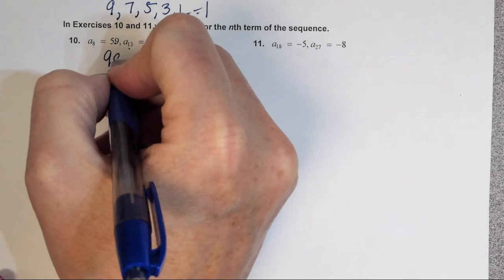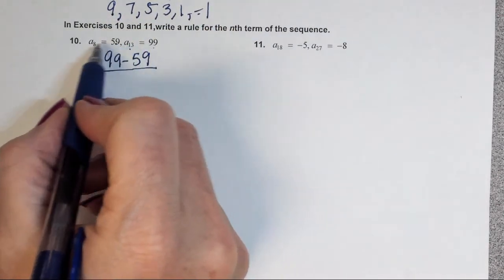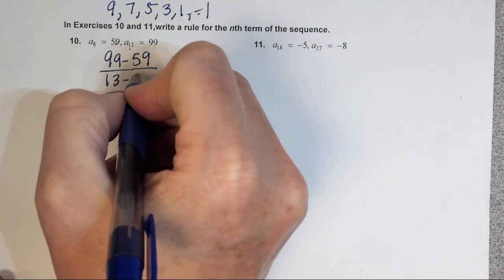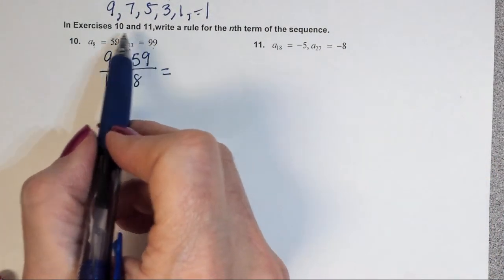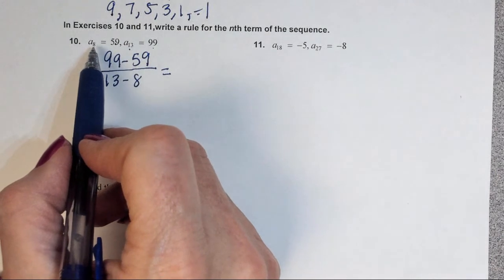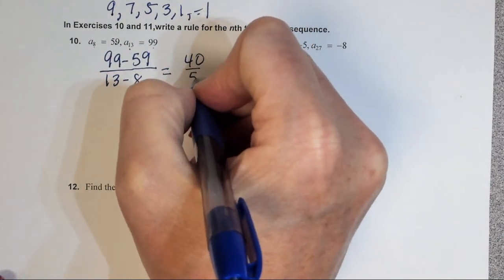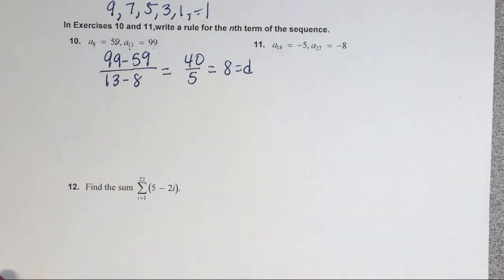We would do 99 minus 59 divided by how far apart are the terms. Well, the terms are going to be 13 minus 8 apart. It's really like we're finding slope. It's like we're doing y2 minus y1 over x2 minus x1. It's just slope, really. So we're going to have 40 over 5. And what does that represent? Which is d, right? So now we know d. Once we know d, we should be able to go ahead and find out what a sub 1 is.